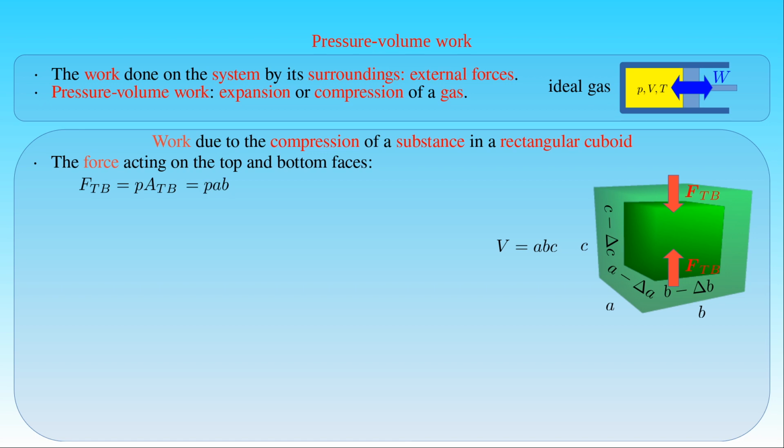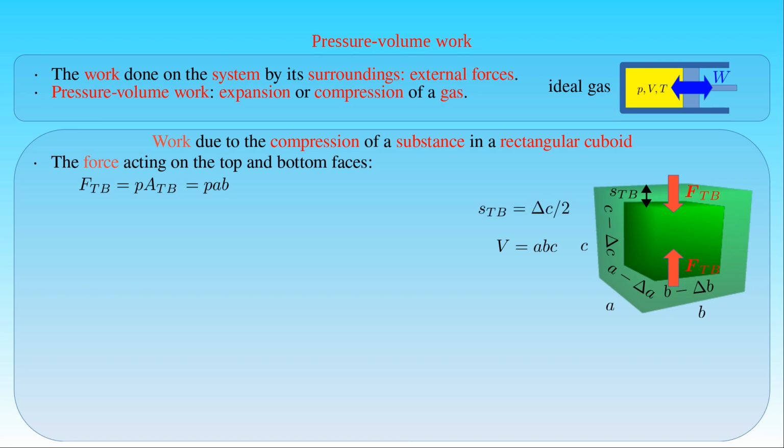The work calculated for the top or the bottom faces is equal to the product of the force F_TB acting on the faces and the distance S_TB, along which the faces move in the vertical direction due to the shrinking of the volume of the cuboid. The distance S_TB is equal to the change delta C in the height divided by 2.